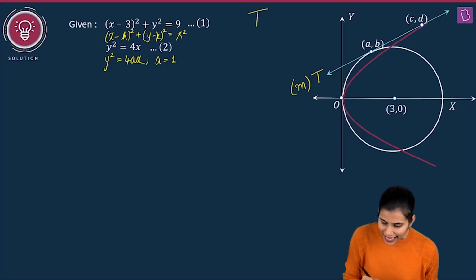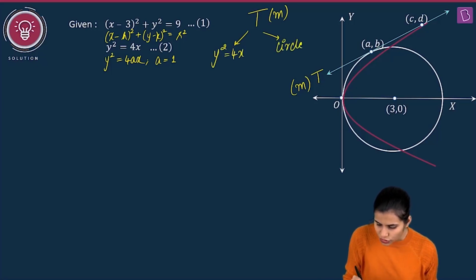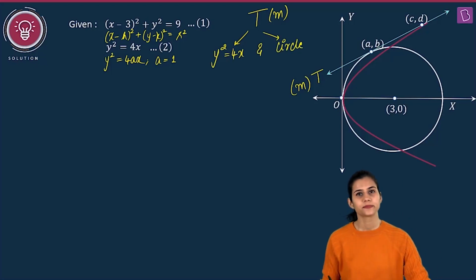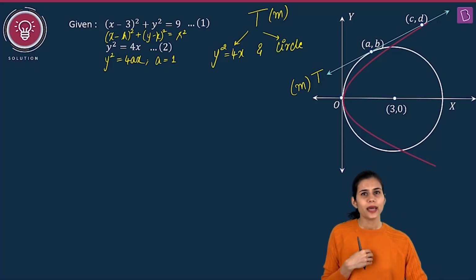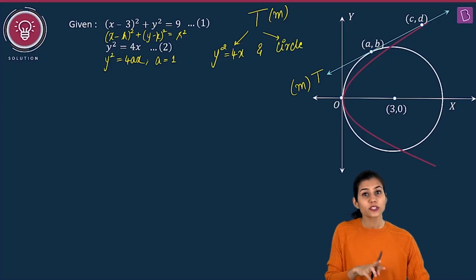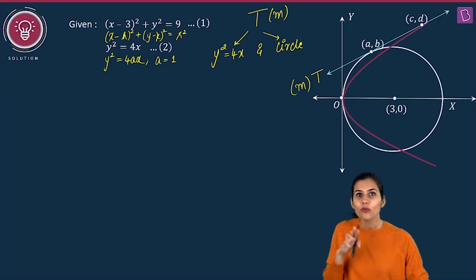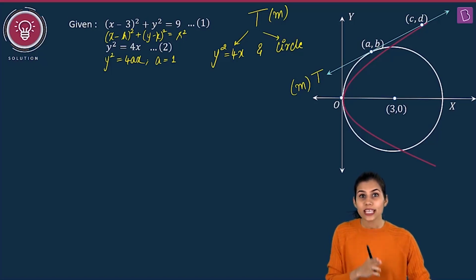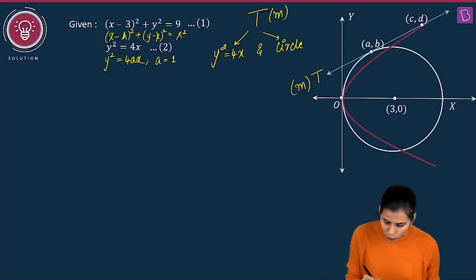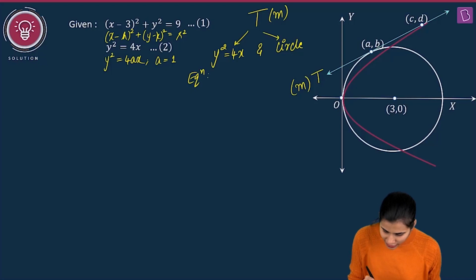Okay, so T has two specialities. It is a line of slope m, which is a tangent to my parabola y square equals 4x, and it is also a tangent to the given circle. We know as a matter of fact that the equation of a tangent of slope m to my parabola y square equals 4ax looks like what? y equals mx plus a by m. So the equation of my tangent line will be y equals mx plus a by m, where a is 1.